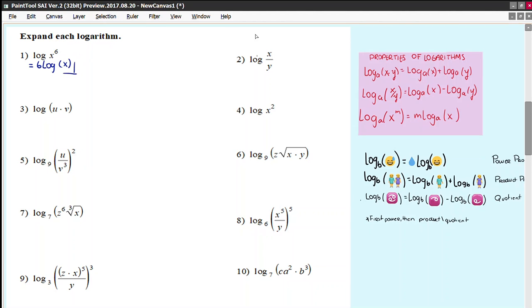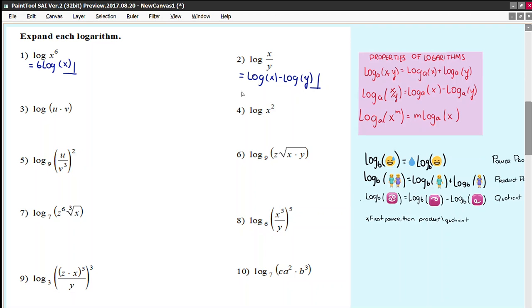Next example, I have a quotient here. And remember, if I have a quotient, a product, or a power inside my argument, I have to use these properties to remove it. So what happens with my quotient? This can be re-expressed as the subtraction of the logarithm of the numerator minus the logarithm of the denominator. So I can rewrite this logarithm as logarithm base 10 of x minus logarithm base 10 of y. This way, the arguments don't have any products, divisions, or powers. So this expansion is completed.